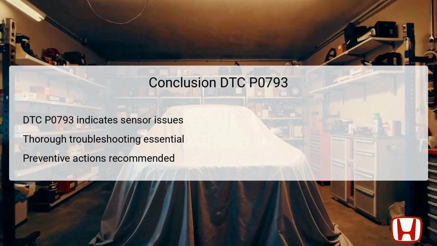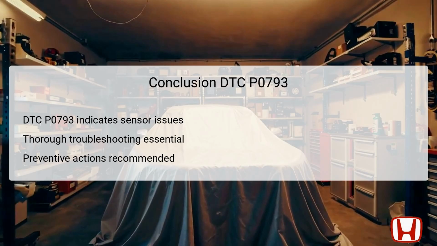In conclusion, DTC P0793 provides a clear indication of potential problems with the CVT drive pulley speed sensor or associated circuit components. Through systematic troubleshooting steps, technicians can accurately identify the root causes and address them accordingly, be it replacing the sensor, repairing wiring issues, or evaluating the TCM.